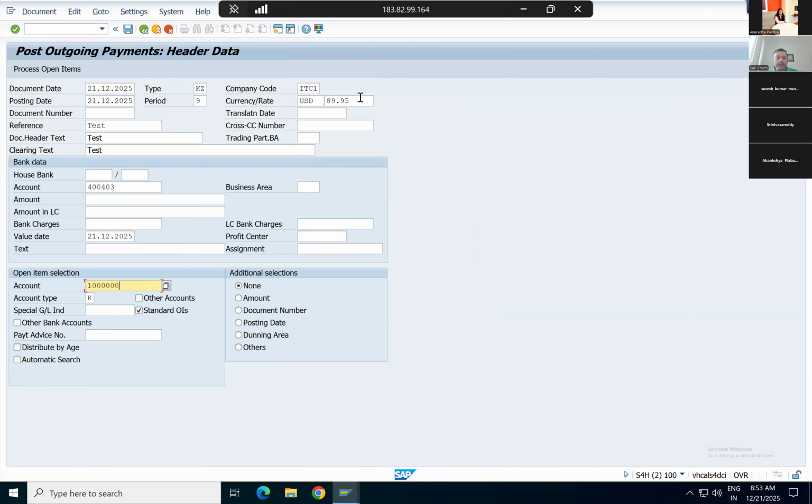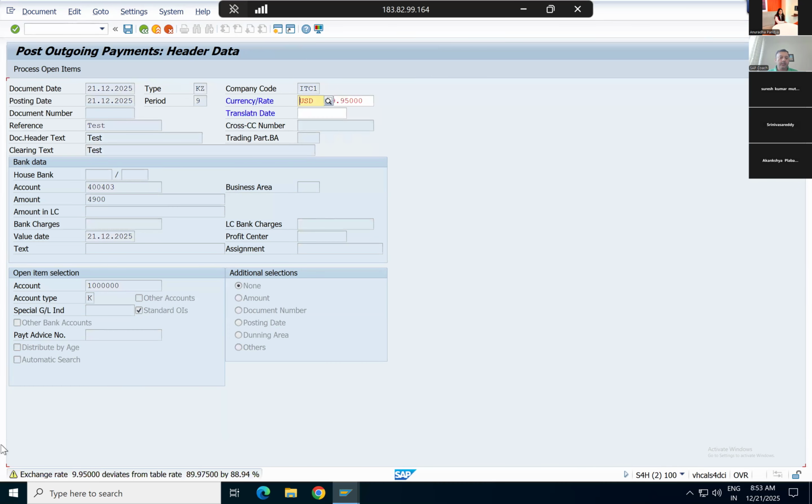So suppose here by mistake, instead of 89.95, I am only putting 9.95, for example. Mistakes can happen with anybody, so the system will give me an alert. If you see here, exchange rate 9.95 deviates from the table rate 89.975 by 88.94%. We can do some tolerance settings. If I restrict this tolerance to 1% or 2%, then if I double click this, you will see there is an error message which comes.